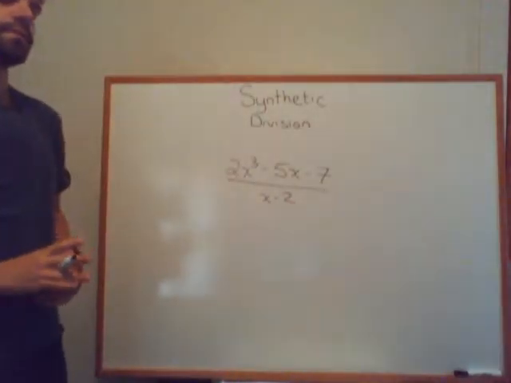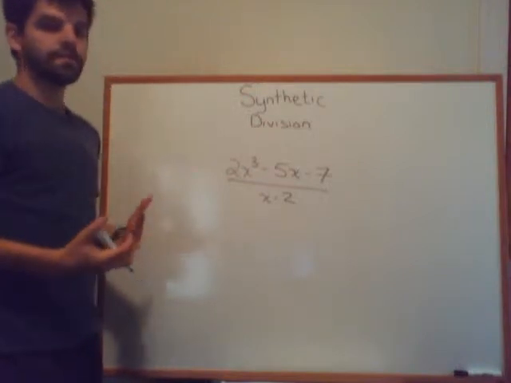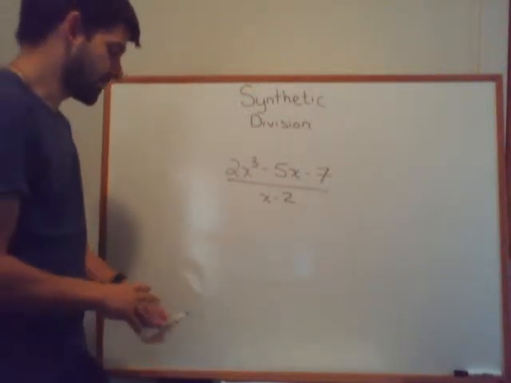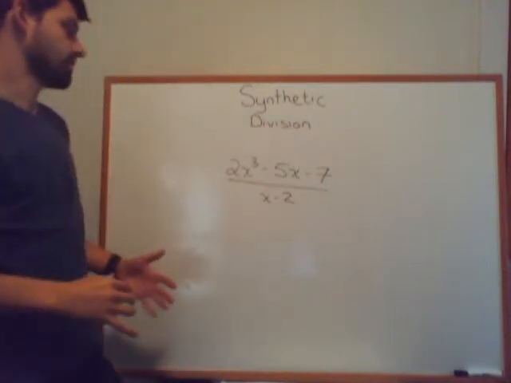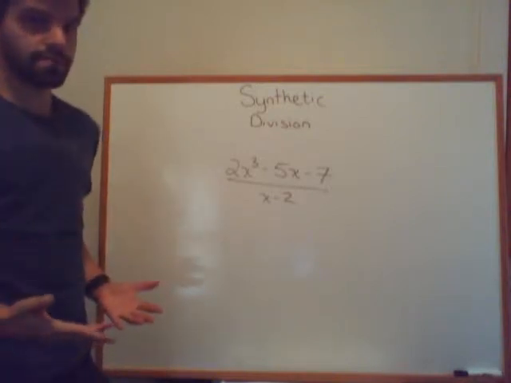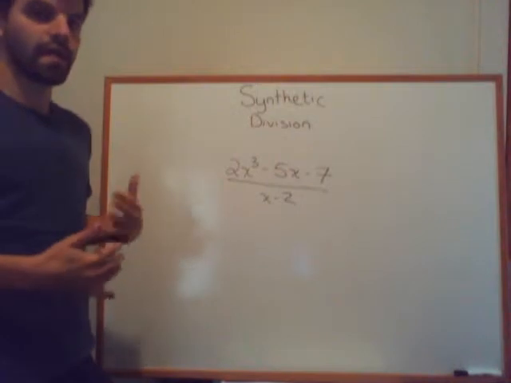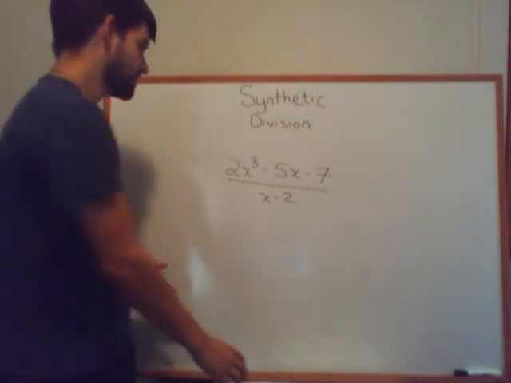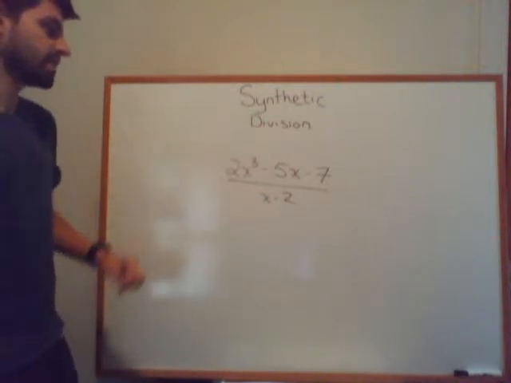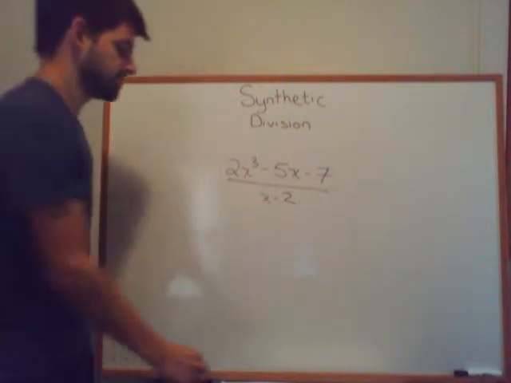Now the first thing you're probably going to notice is that there's a term missing. Well, it's not really missing, it's just not there. And that's perfectly okay. Not all expressions are going to have every single term from highest degree to lowest. So the fact that there's an x squared term missing here is no big deal. Again, we're going to be approaching this in the same way, where 2x cubed minus 5x minus 7 is the dividend, and x minus 2 is the divisor.